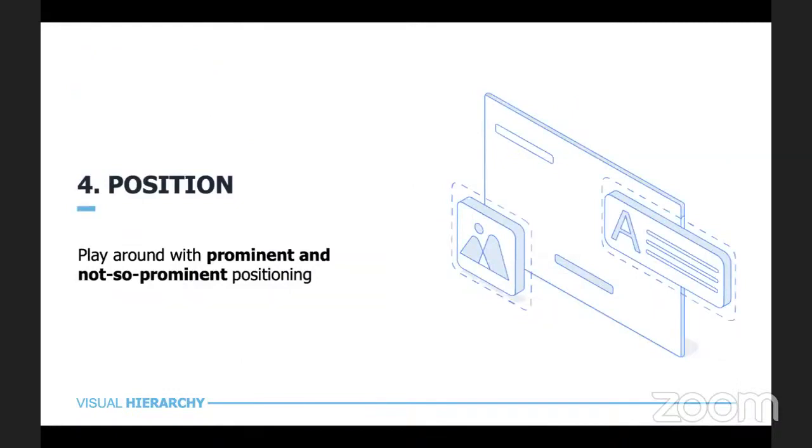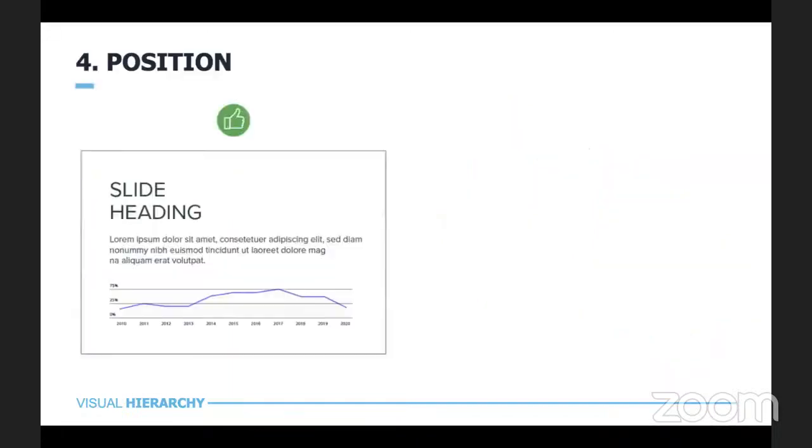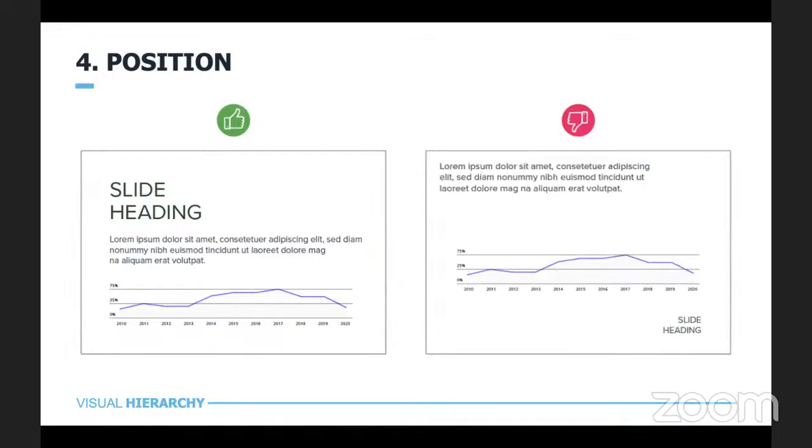Where you place your items on your slide gives them more prominence, so the position of the items on the page. When you design your slides, try to play around with prominent and not so prominent positioning of items on each slide. So what's more important? What's less important? Larger slide headings at the top of a slide give your heading more prominence. As you can see in the example on the right, the slide heading to the bottom right of the page has less pop or prominence.